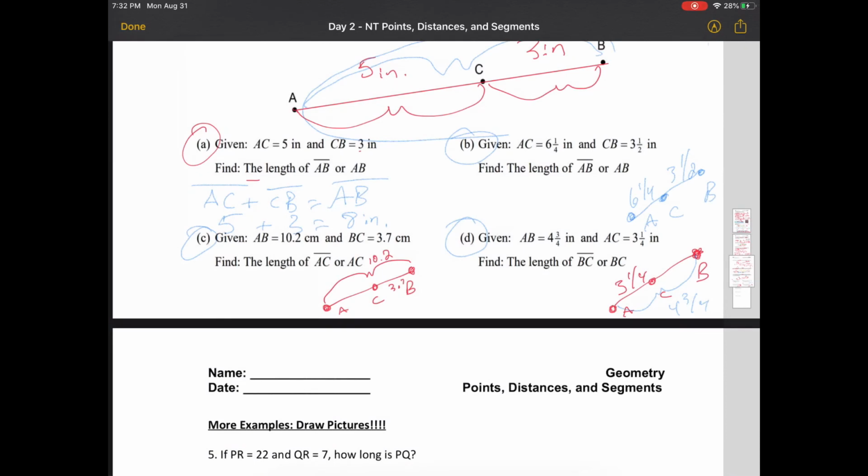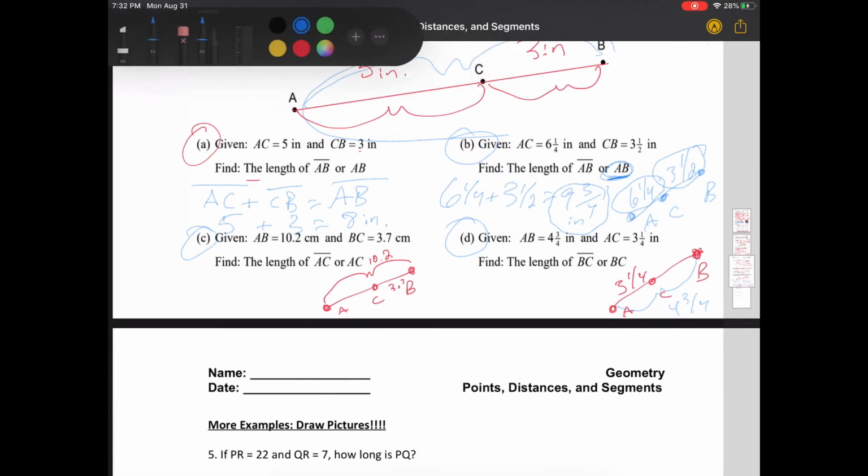So let's pick up here now. B, a similar type of problem, we're just given different measurements. It says from A to C, it's 6 1/4 inches, and then C to B, it's 3 1/2. Find AB. So we're doing the same exact thing we did as the last problem. All we're doing is adding the two segments. So 6 1/4 plus 3 1/2. And if you do your fraction math, you will have a calculator. You get 9 3/4 inches. So that's the total line segment AB if we add the two.